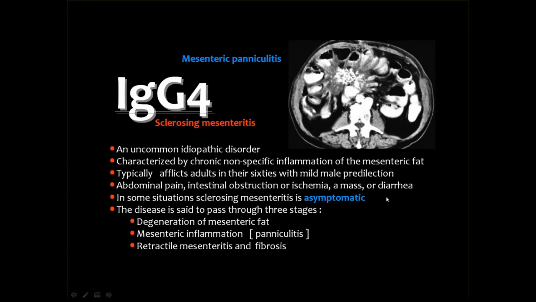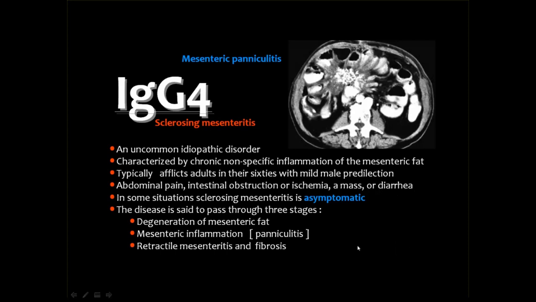Then you remember that I have mentioned something about mesenteric panniculitis, which is an idiopathic disorder, and this is a chronic non-specific inflammation of the mesenteric fat, usually present in elderly patients, and many times it is asymptomatic, but sometimes it presents with abdominal pain or intestinal obstruction or ischemia or a mass-like lesion or diarrhea.